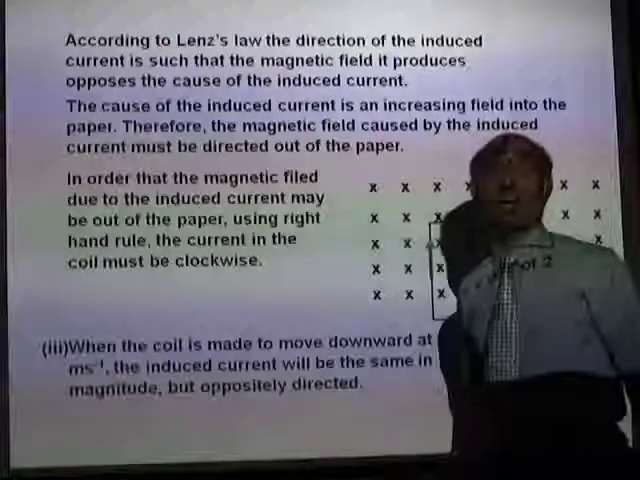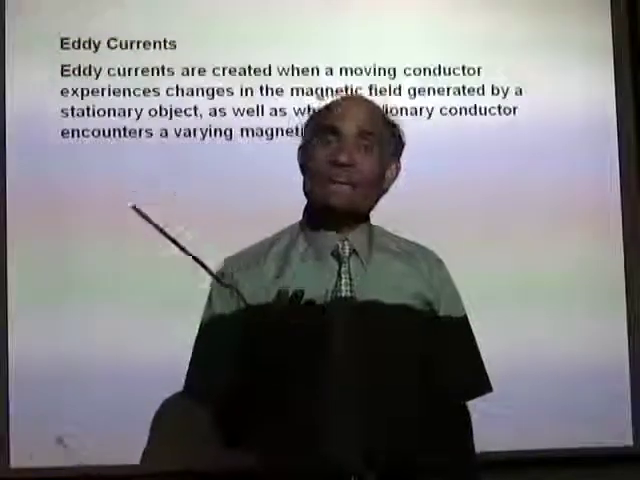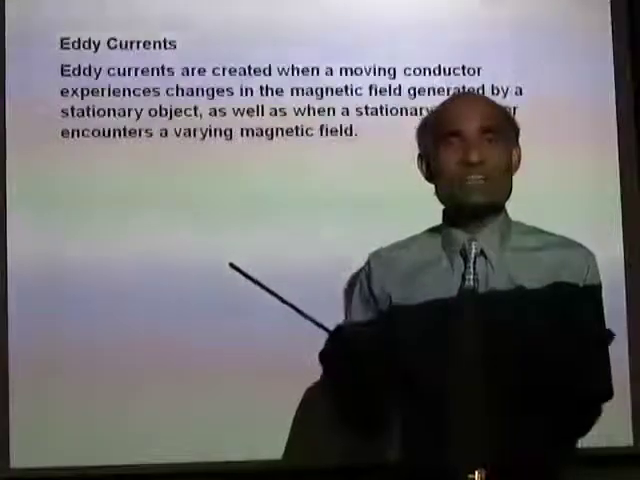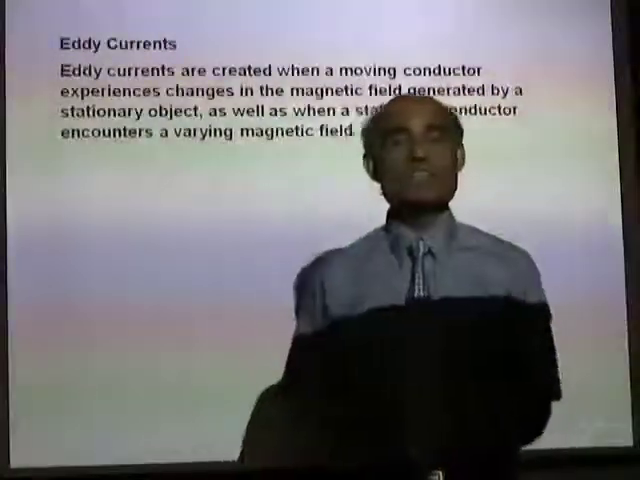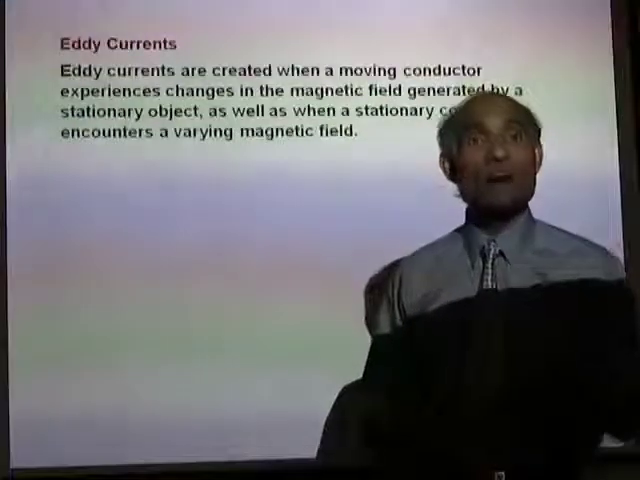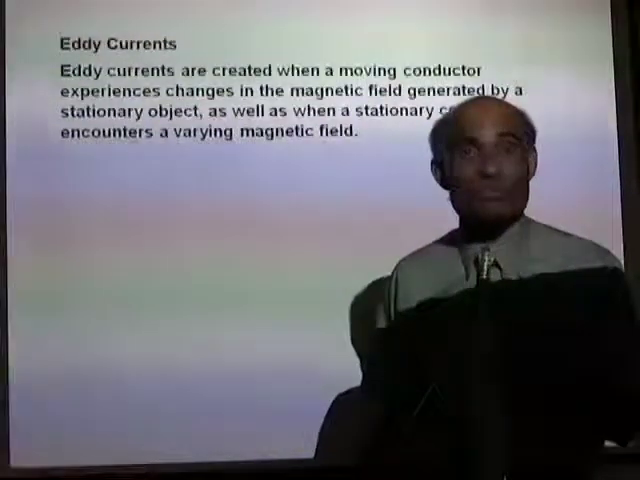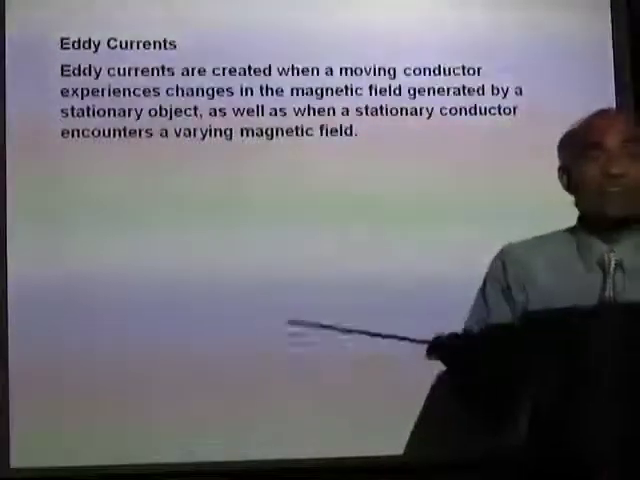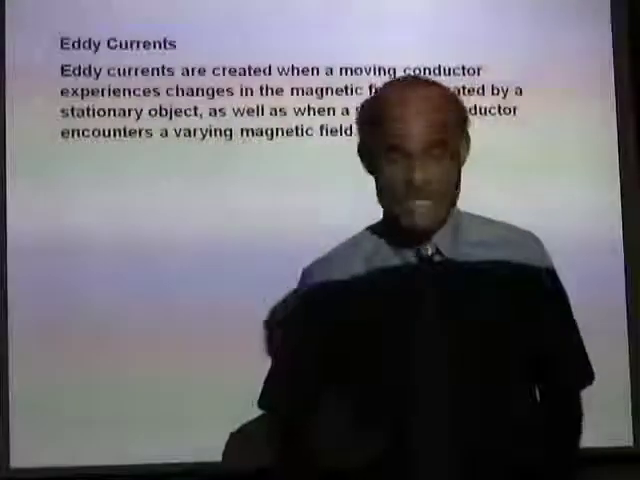will be in the opposite direction. Let's now talk about eddy currents. What does eddy current mean? Eddy currents are created when a moving conductor experiences changes in a magnetic field generated by a stationary object, as well as when a stationary conductor encounters a varying magnetic field.